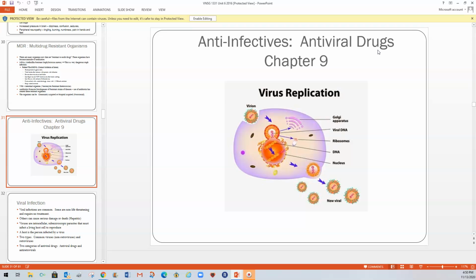Moving on to Chapter 9, antiviral. You need to make sure you know the key terms in the front. A host is the person infected by the virus whose cells allow viral reproduction. So viruses infect a living host, which is what we're dealing with now with COVID.